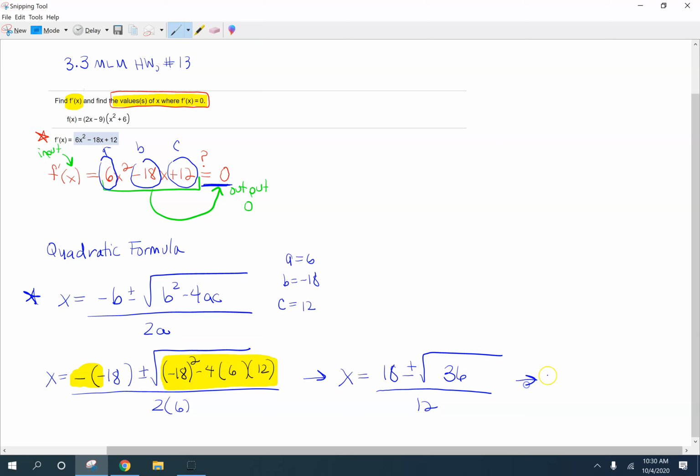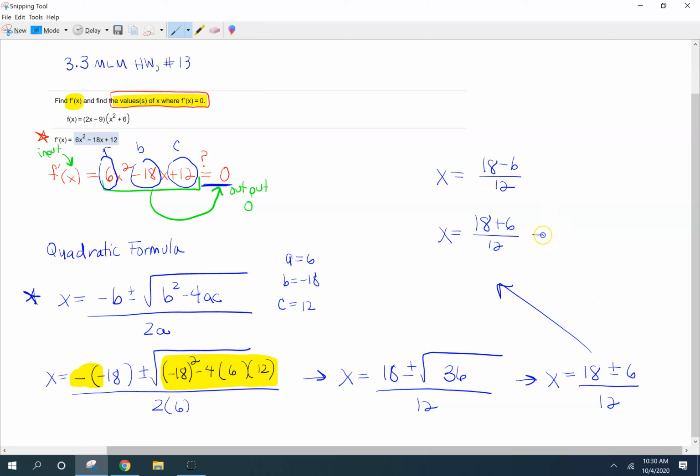So let's keep simplifying that down. That's going to be 18 plus or minus 6, the square root of 36 is 6, all over 12. So one time I'm going to calculate the x value by adding the values in the numerator and then dividing by 12. And one time I'm going to get a value of x by subtracting the values in the numerator and dividing by 12.